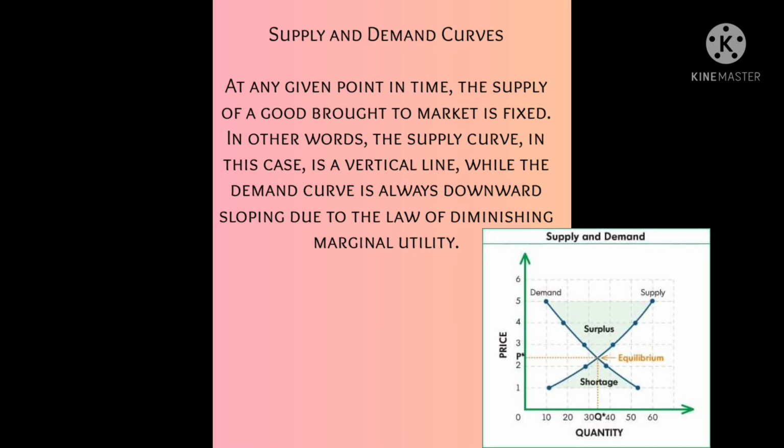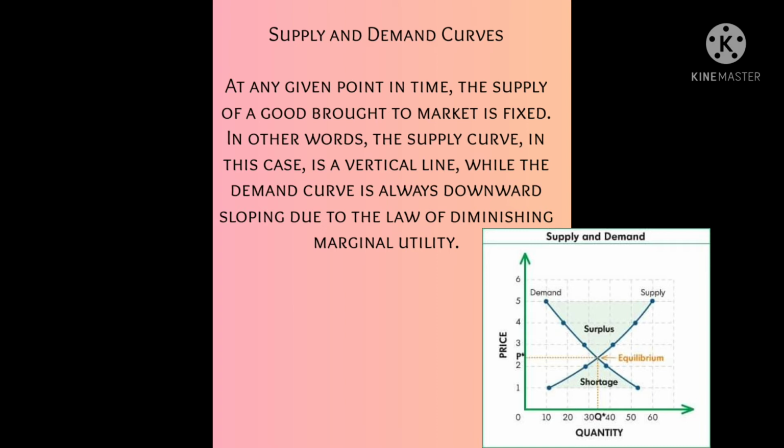Now let's try to look into the supply and demand curves. At any given point in time, the supply of a good brought to market is fixed. In other words, the supply curve in this case is a vertical line, while the demand curve is always downward sloping due to the law of diminishing marginal utility. Sellers cannot charge more than the market will bear based on consumers' demand at a point in time.